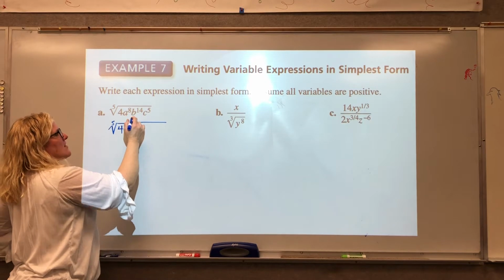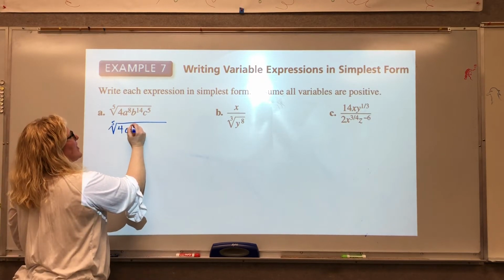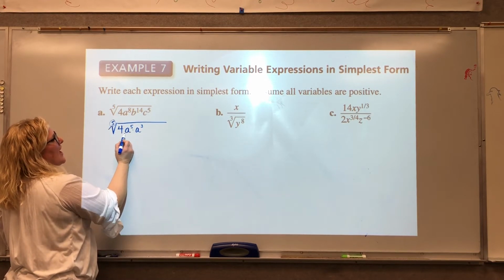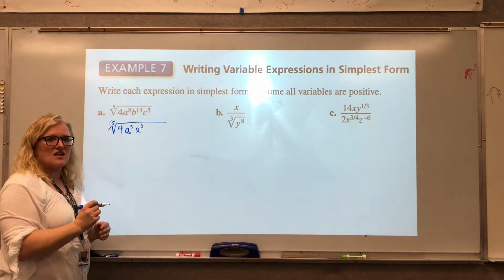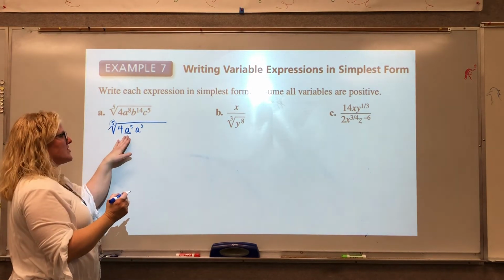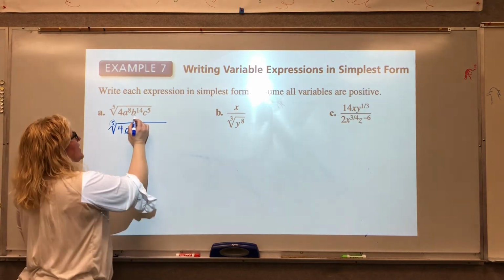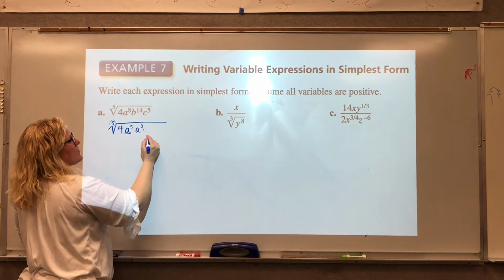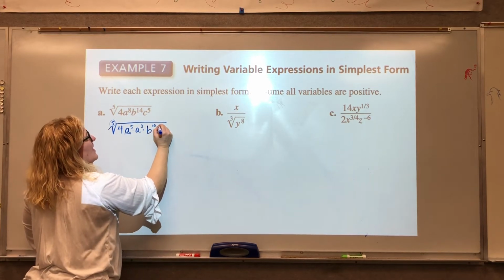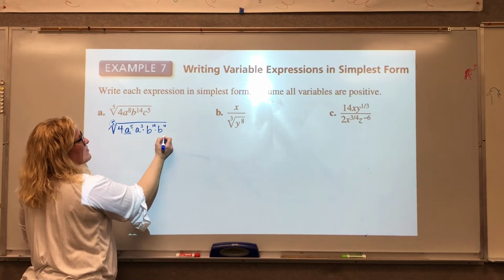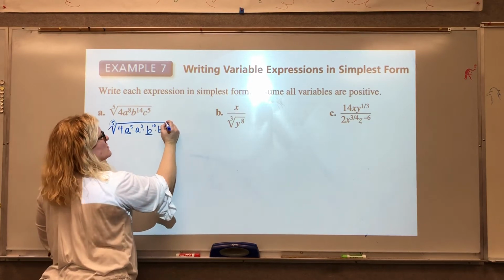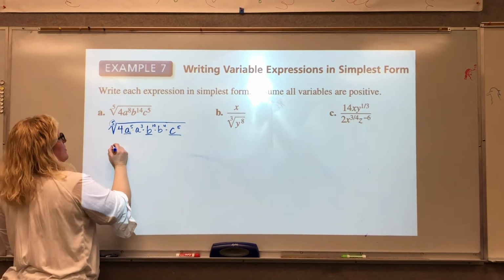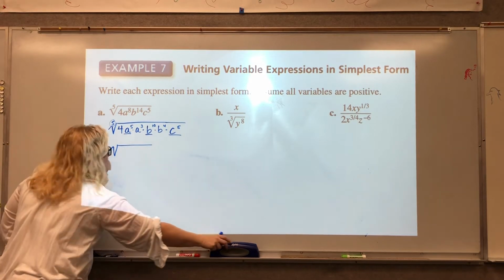Now a to the eighth, I can rewrite as a to the fifth times a to the third. And since I'm looking for my fifth root, a to the fifth is a perfect fifth. I can do the same thing with b, okay? A perfect fifth in b to the 14th is b to the 10th, and then b to the 4th gives me the b to the 14th. So that's now a perfect root. And now we have c to the 5th, which is also a perfect root.